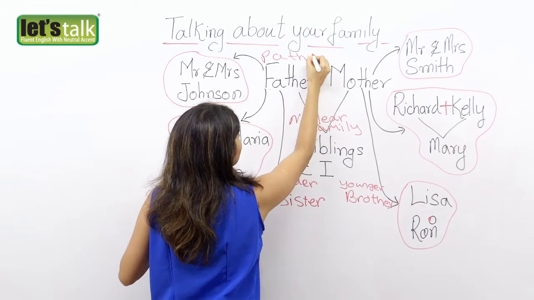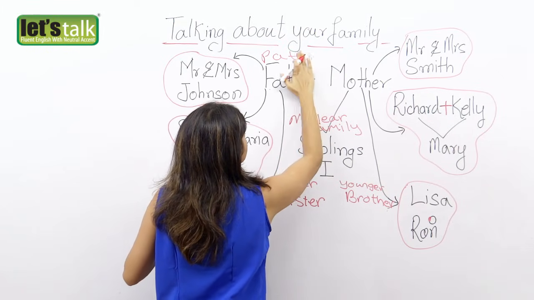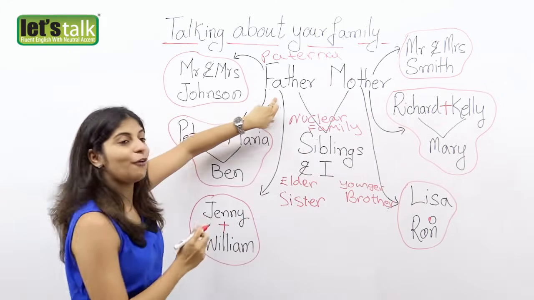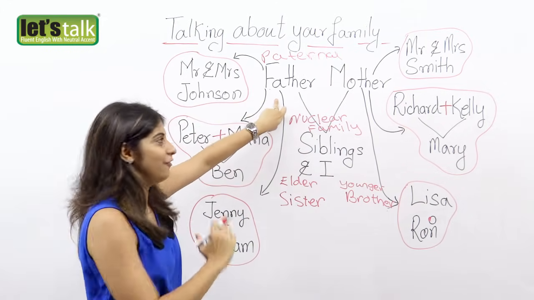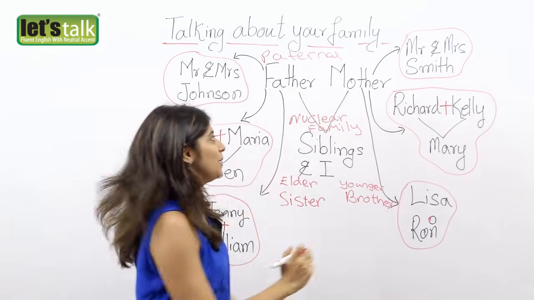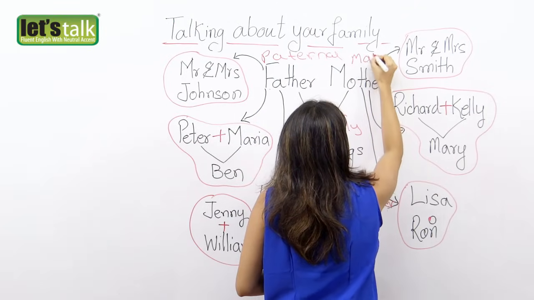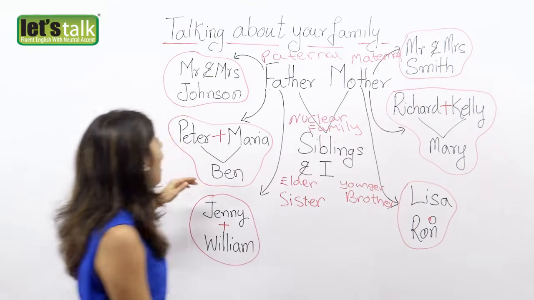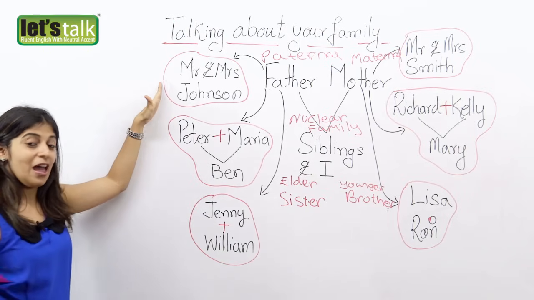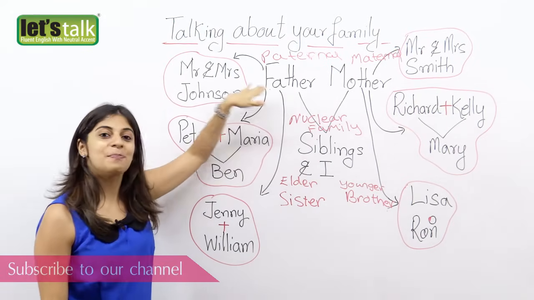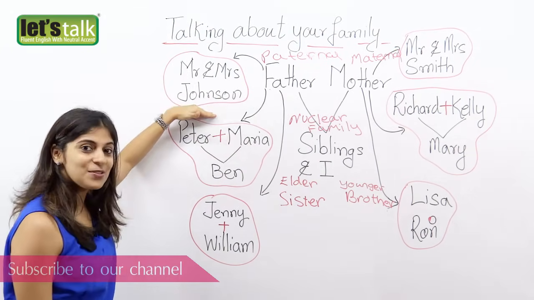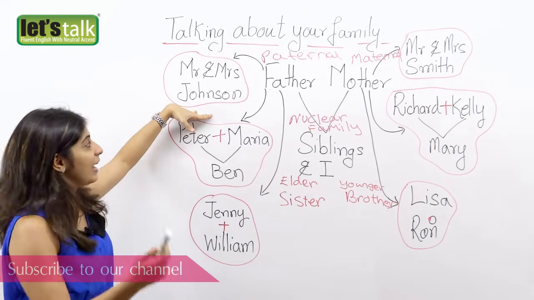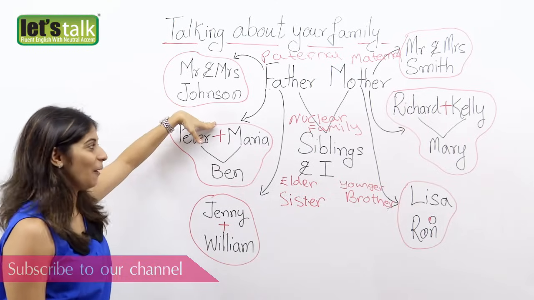Your father's side of family would be your paternal family and your mother's side would be your maternal. Now let's look here. Mr. and Mrs. Johnson are your father's parents. And if they are your father's parents, for you, they are your grandparents. So, they are your paternal grandparents, all right?